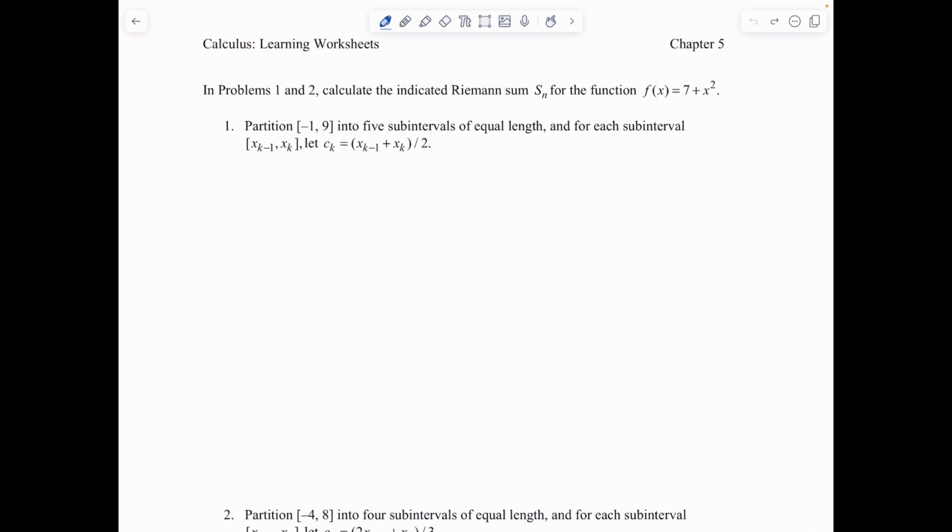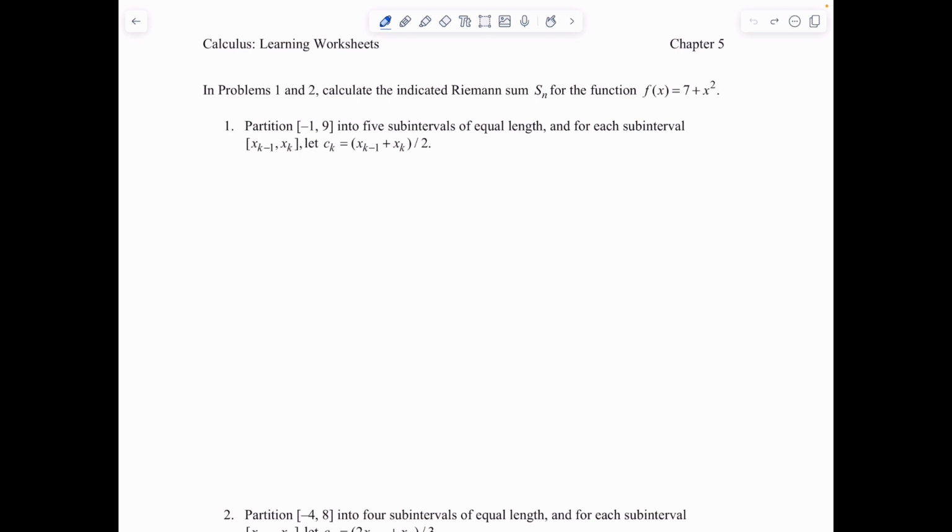In problems 1 and 2, calculate the indicated Riemann sum, which will be denoted with S sub n, for the function f of x equals 7 plus x squared. Number 1 says partition from -1 to 9 into 5 subintervals of equal length. And for each subinterval from x sub k minus 1 up to x sub k, let c sub k equal x sub k minus 1 plus x sub k over 2.